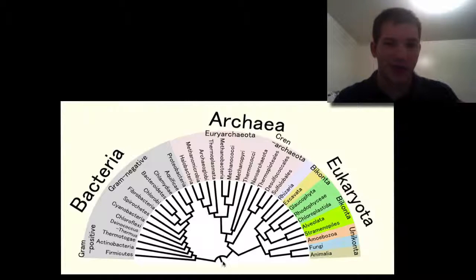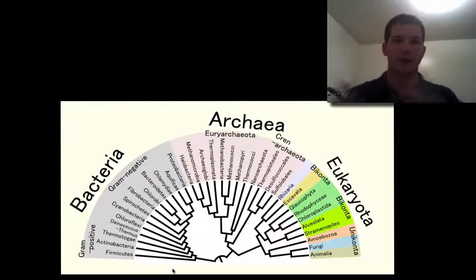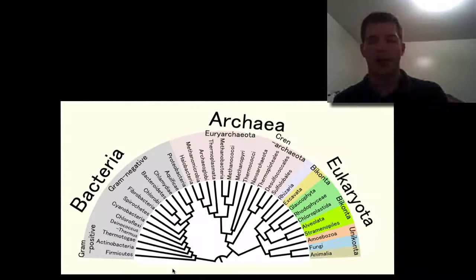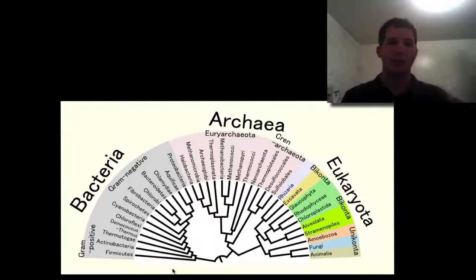And from there, we have a lot of different diversity. So we have bacteria and archaea and eukaryotes. Those are all three different domains that have very diverse, very unique organisms within each one of those.